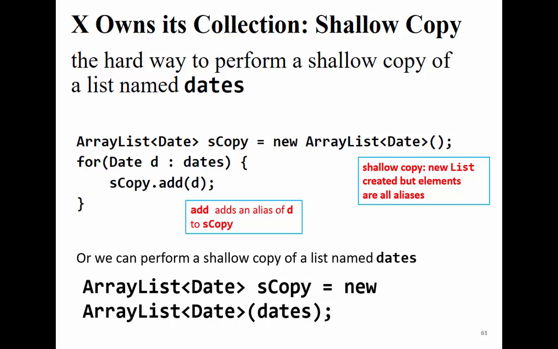Okay, so another way to create a shallow copy with one command, without doing a for loop, is relying on the array list constructor. I just provide the dates array list, then asCopy will be a new copy of the array list but with the same elements.